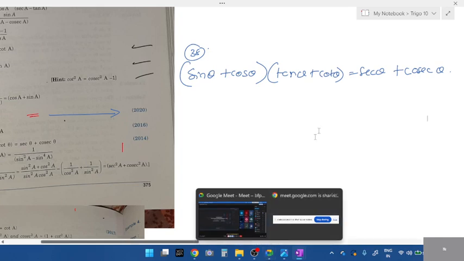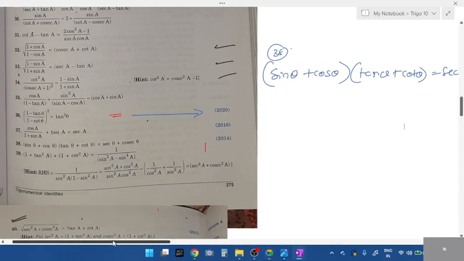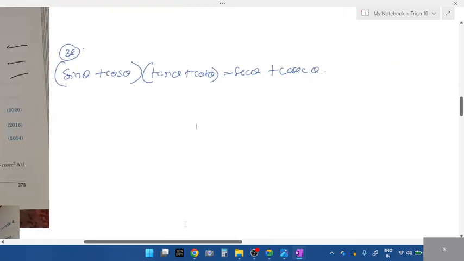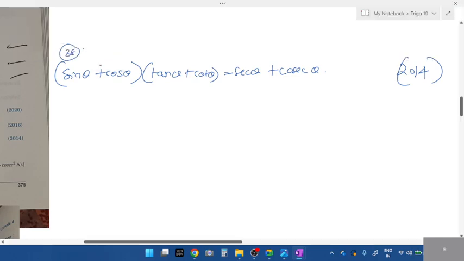Is Cecilia online? I'll teach that. 2004, students. Sin cos, tan cot, sec cosec. 2014 question. Make a note, complete it, try it for homework. Tan theta plus cot theta. It's a simple one. Try it. If you're not getting it, I'll do it.